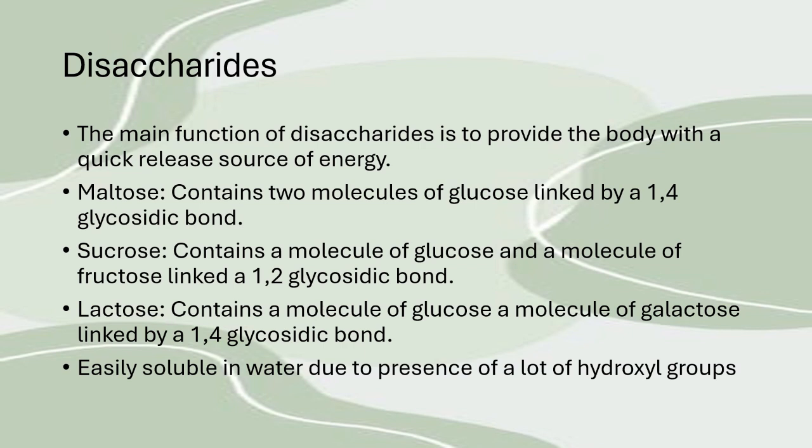Maltose. You have three types of disaccharides that you should be familiar with. We have maltose, which contains two molecules of glucose linked by a 1,4 glycosidic bond. Then you have sucrose, which contains a molecule of glucose and a molecule of fructose linked in a 1,2 glycosidic bond. And finally, you have lactose, which contains a molecule of glucose and a molecule of galactose linked in a 1,4 glycosidic bond. Easily soluble in water due to the presence of lots of hydroxyl groups.